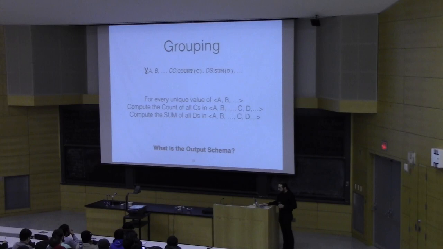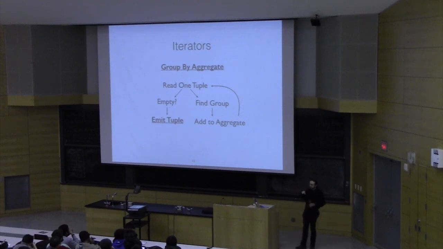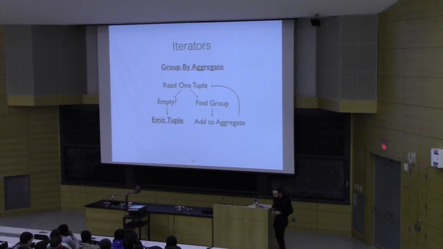So, group by aggregates, same basic deal as aggregation, except now you have this extra step of having to store multiple aggregate values or multiple folds. So you can build up a data structure like a hash map that stores every single group that you've encountered, one for every single set of keys, and have one of these intermediate folds stored for each group. Other than that, it's the same basic deal.